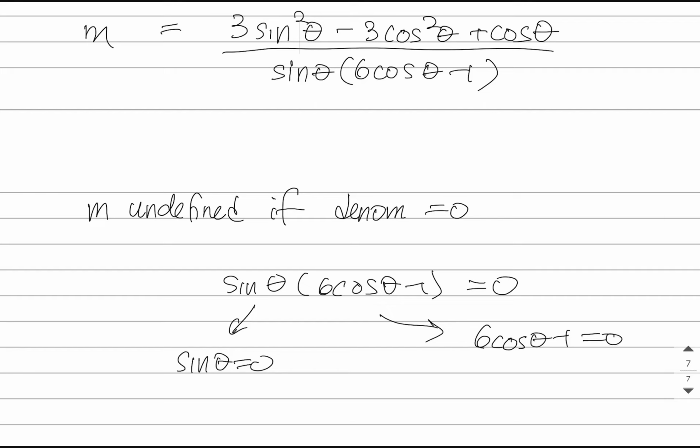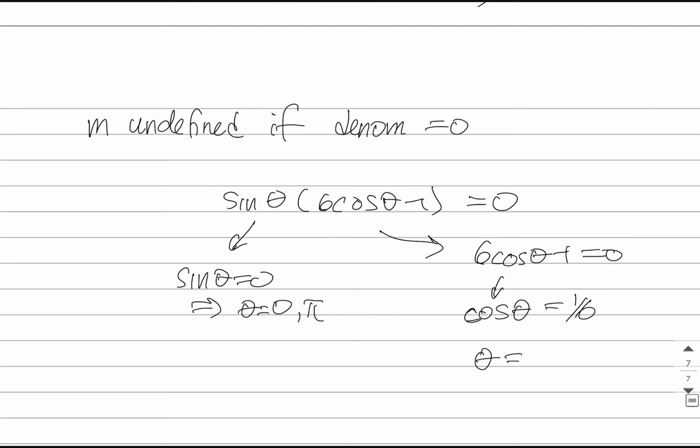We should know that sine theta is equal to 0 at 0 and pi. In this case, I'll have cosine equal to 1/6. Now that isn't a nice number. It's a strange number. And if you take your calculator, you can try to figure out exactly what that is, but cosine is going to be positive in quadrant 1 and quadrant 4.